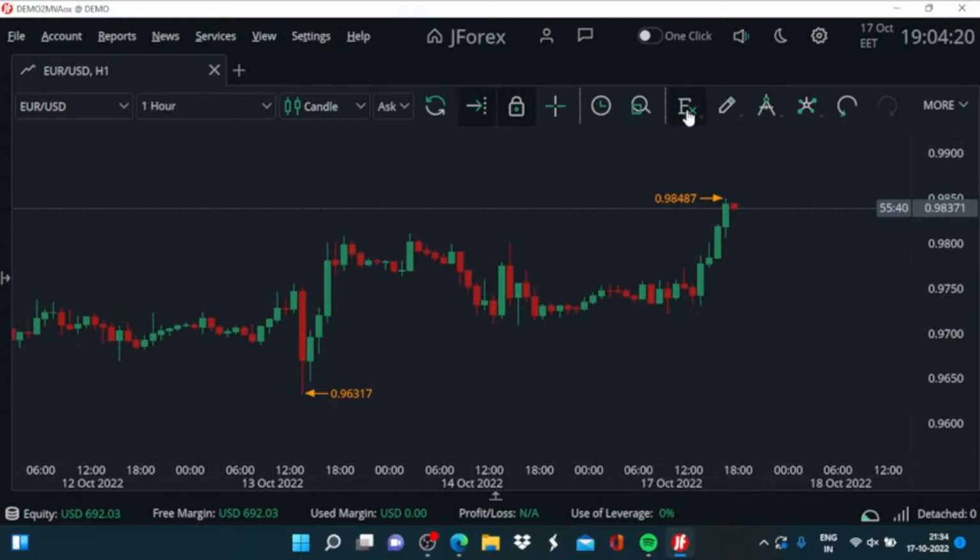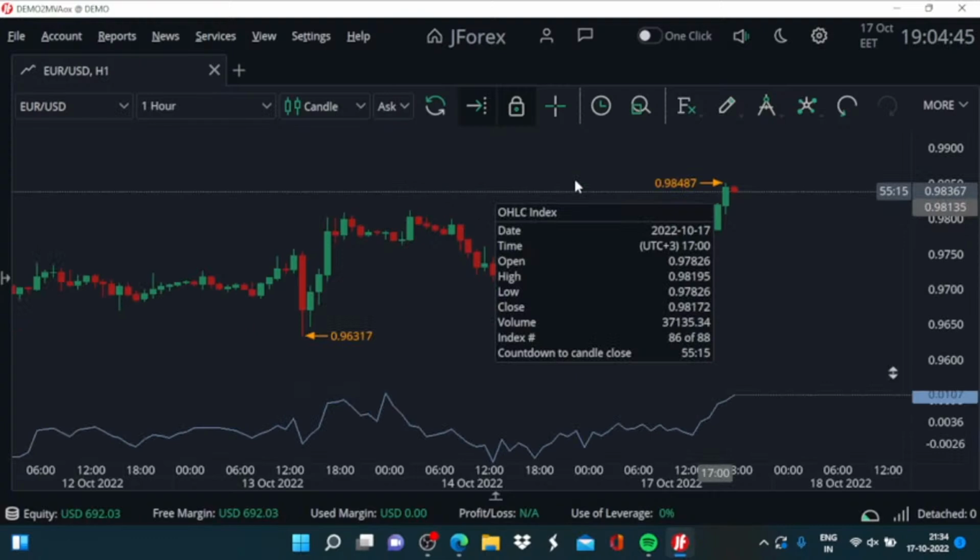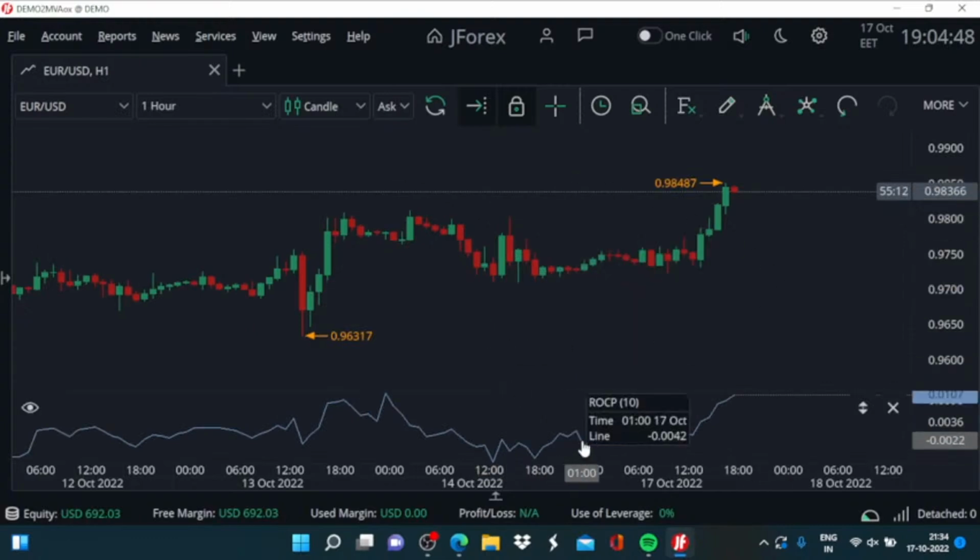For this indicator, all you have to do is a quick search, type in ROCP, and here it is. It takes the price, previous price divided by the prior price, and whatever the result is, we take it into percentage form. All right. So here it is.